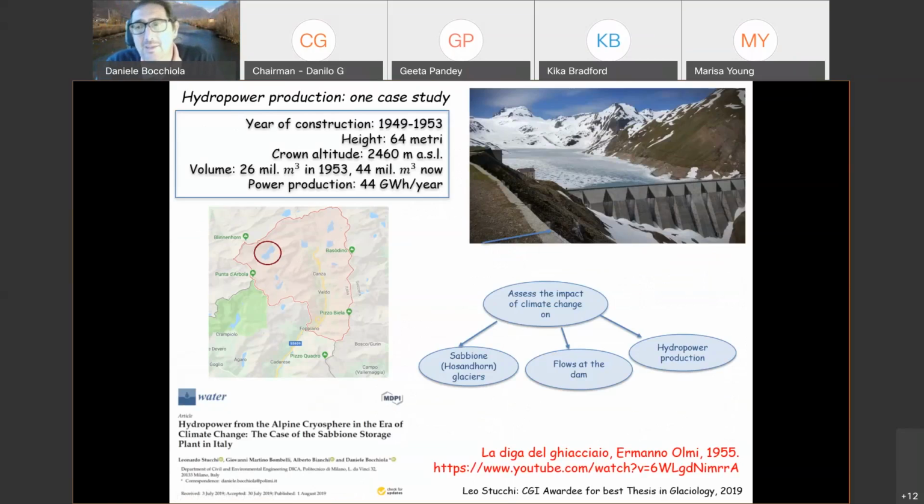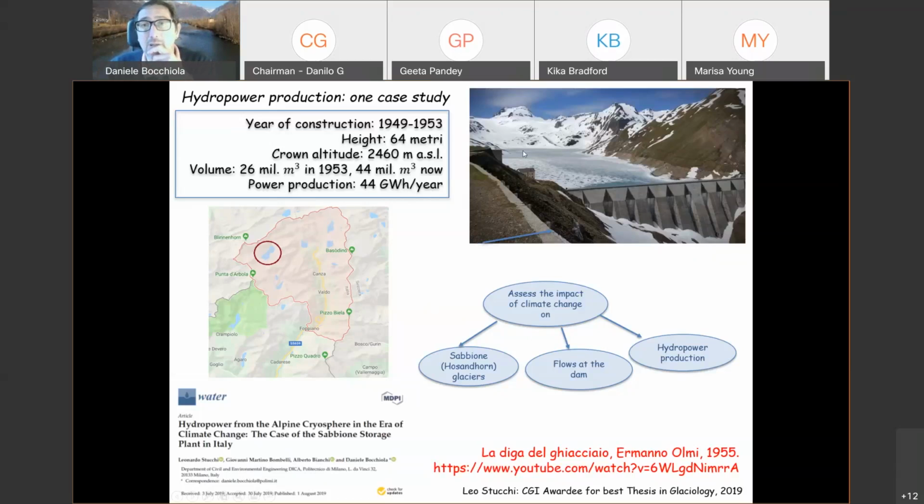It's a case study of a power plant. It's called Sabbione Dam, Diga del Sabbione. It's a very high altitude dam. I think until a few years ago, it was the highest power plant in Europe, if not worldwide, maybe, at 2460 meters above sea level.